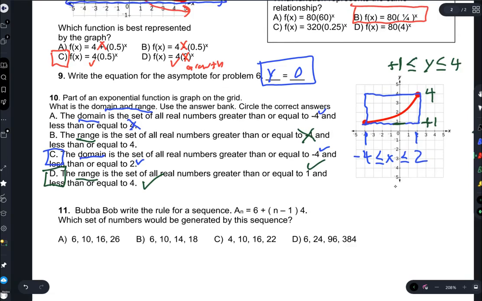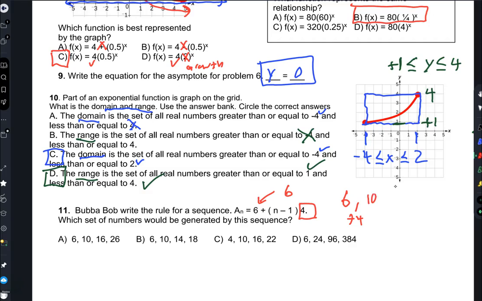Number 11, we have a sequence. This number is our first number in the series. So I'm going to start at 6, and this is what it grows by. So I just keep adding 4. That's all you've got to do. So I need 6, 10, 14, 18. Right here is the answer.